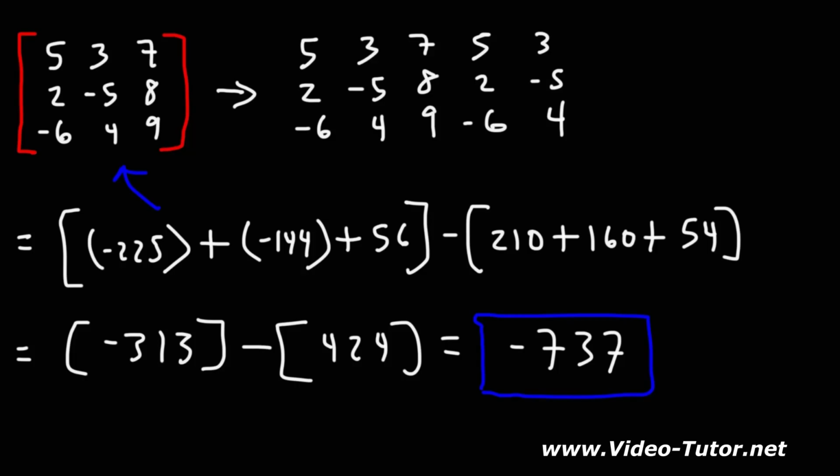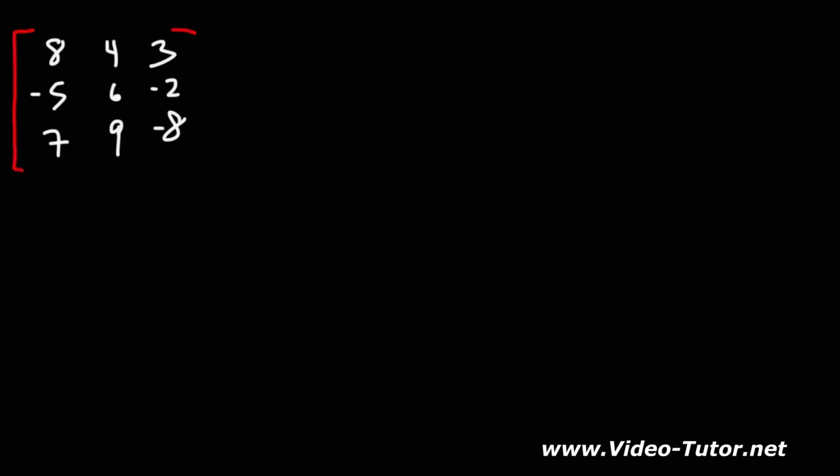Now, for the sake of practice, let's go ahead and work on another example. So feel free to pause the video if you want to try this problem. So in the first column, we have 8, negative 5, 7. In the second column, 4, 6, 9. And the last one, 3, negative 2, negative 8. So feel free to try this problem if you want to.